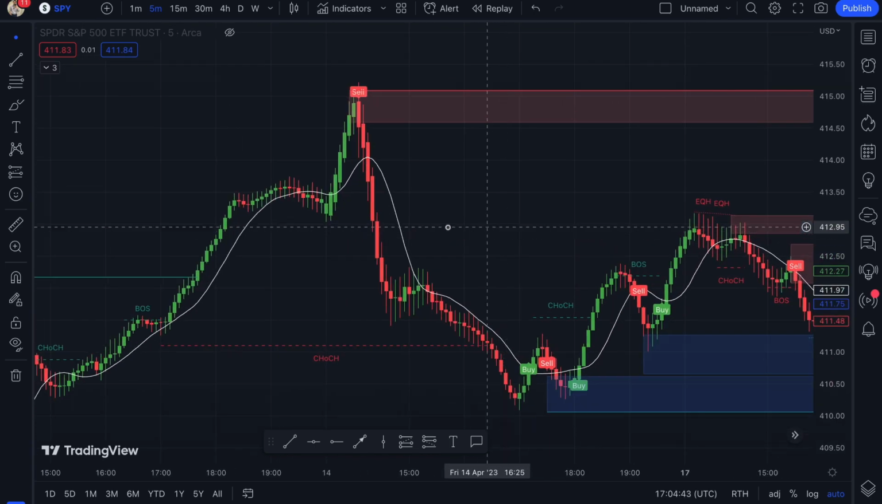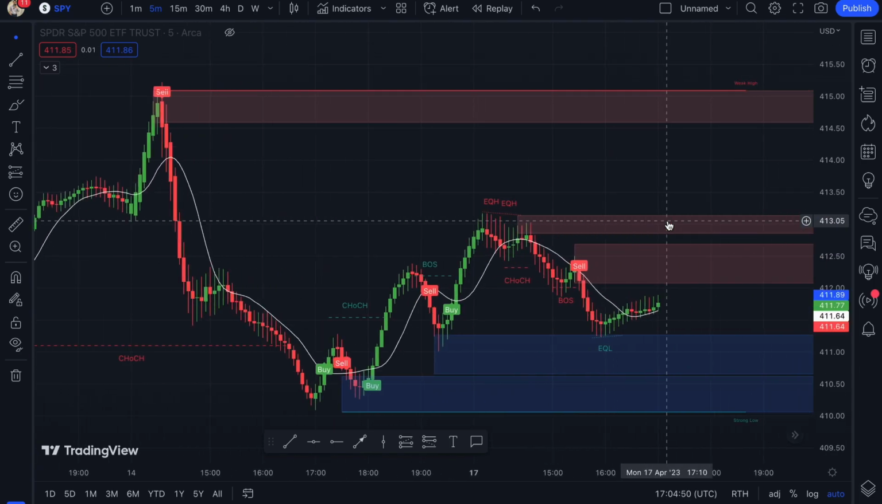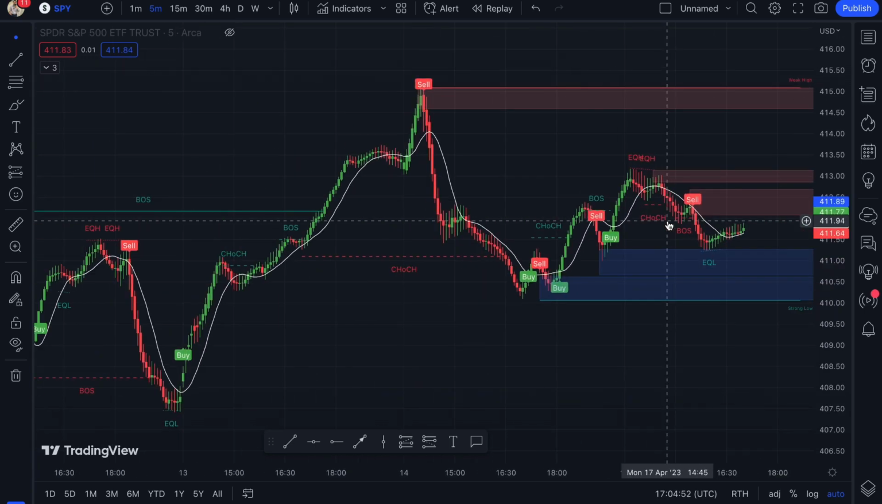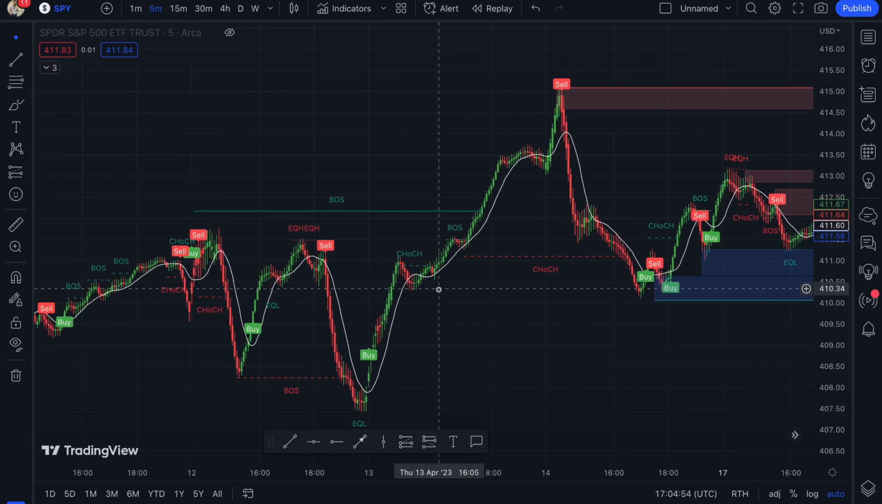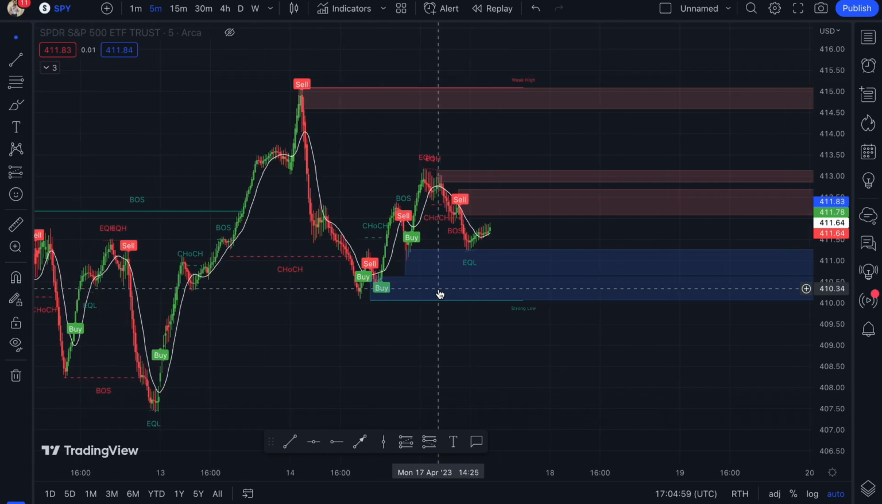Just like that. It also lets you know change of structures, change of characters, and then break of structures, which is really nice. Also gives me some nice sell and buy signals. Pretty accurate. This has been one of the most accurate setups I've had. Back tested everything. This is how I use this. This is the one I like the most.